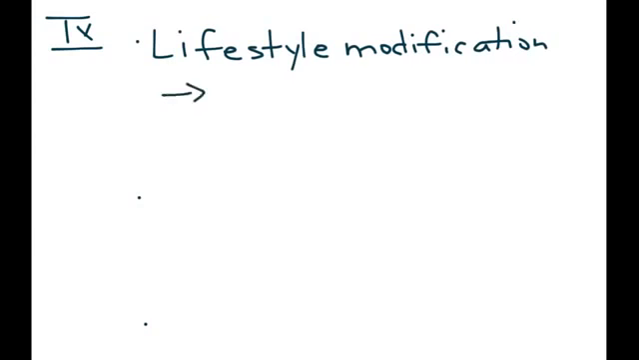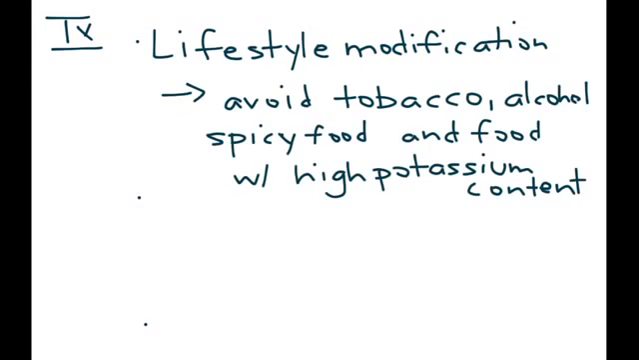Treatment of interstitial cystitis involves 3 components. The first is lifestyle modification, and in particular what I'm referring to is avoiding a lot of the foods and habits that can cause the symptomatology or worsen the symptoms and create new exacerbations. So that includes avoiding tobacco, alcohol, spicy food, and food with high potassium content.